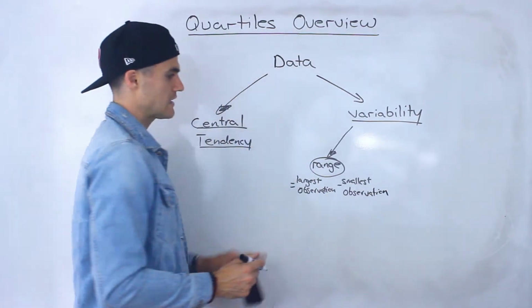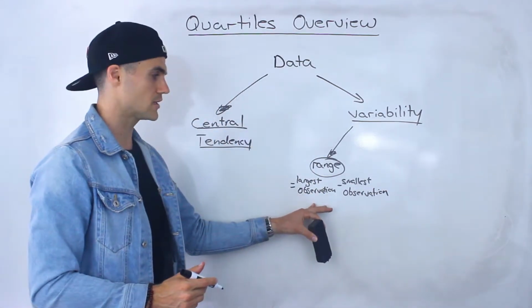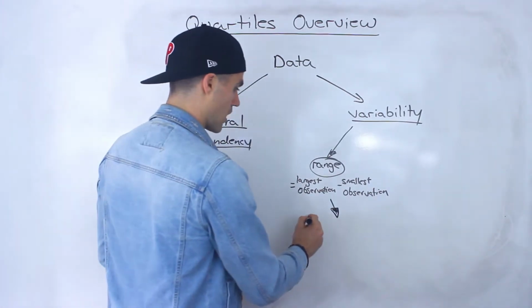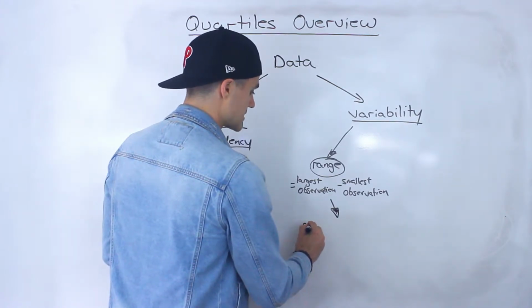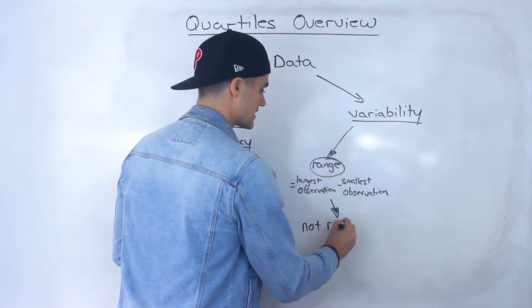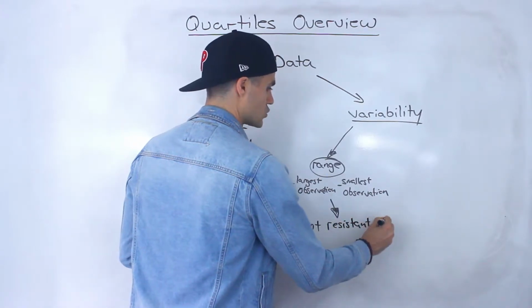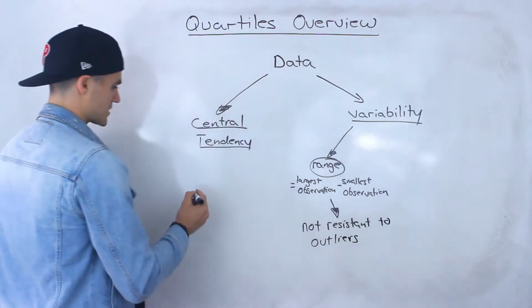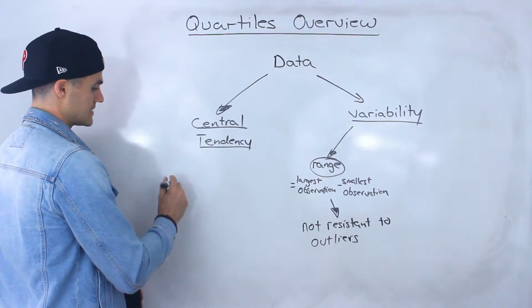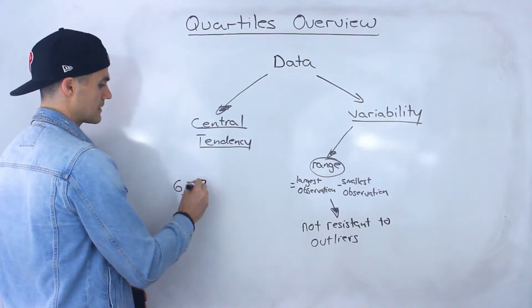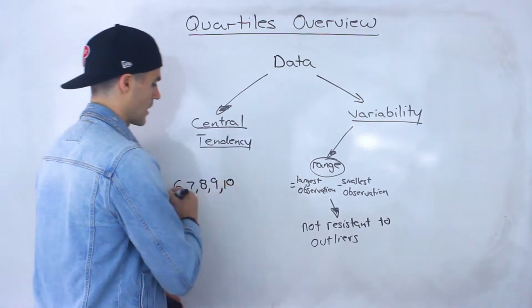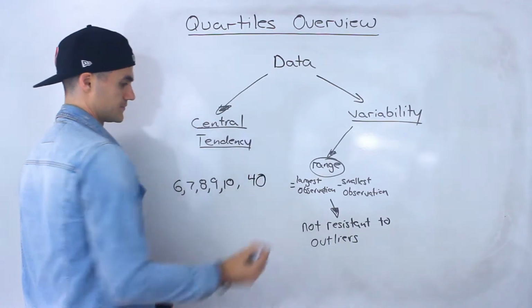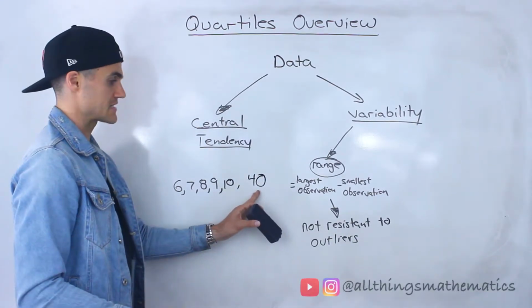However, I also mentioned that even though the range is a nice simple calculation, it also came with some drawbacks. And the biggest drawback is that it is not resistant to outliers. So, for example, let's say that we had a set of data where we had 6, 7, 8, 9, 10. I'm putting it in order. And then there was also an observation where we had 40. So notice that that is an obvious outlier.